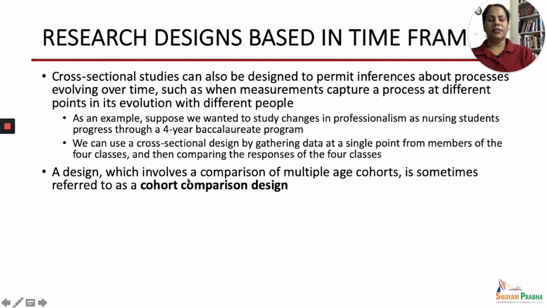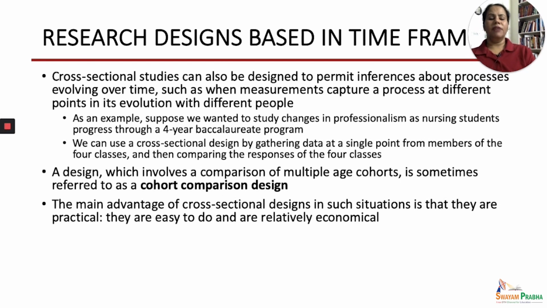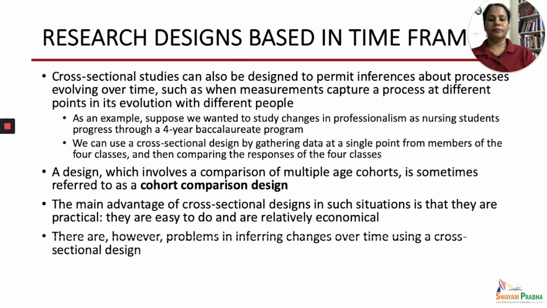Another design, which involves a comparison of multiple age cohorts, is sometimes referred to as a cohort comparison design. So here we can take cohorts of different age groups and then compare those different cohorts. The main advantage of cross-sectional design in such a situation is that they are practical. This is practically possible and easy to do because at a time you can collect the data from different cohorts, different age groups, and therefore they are relatively economical.